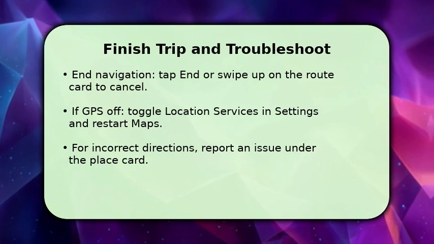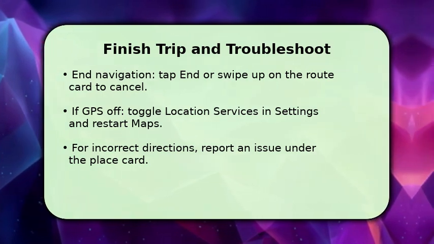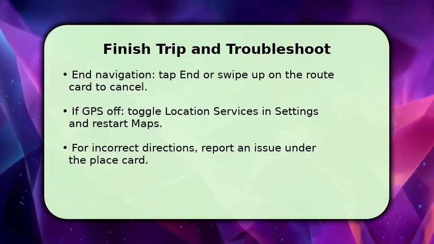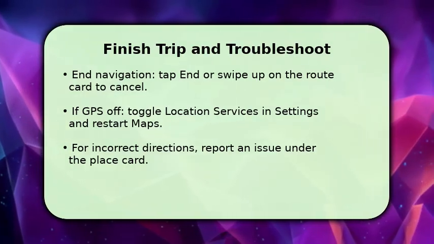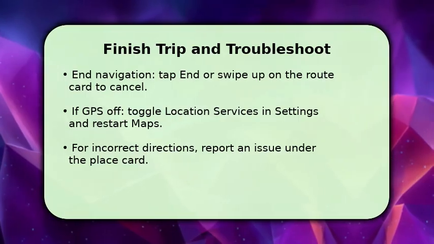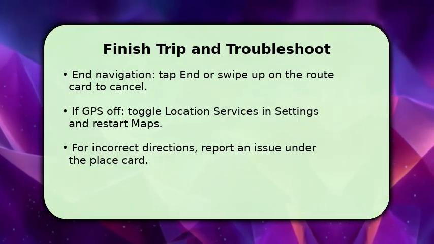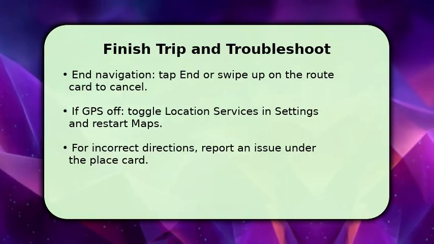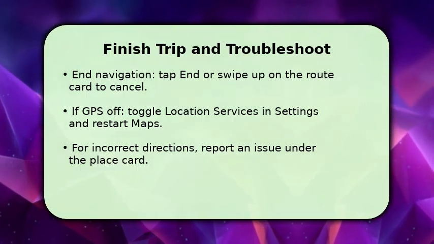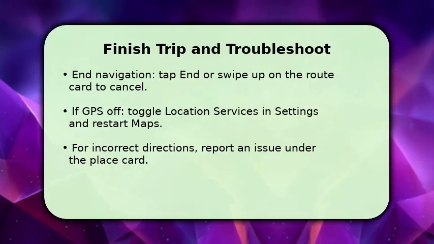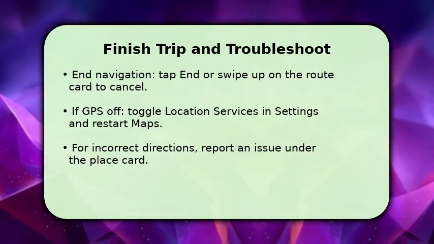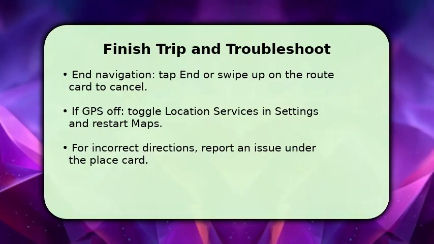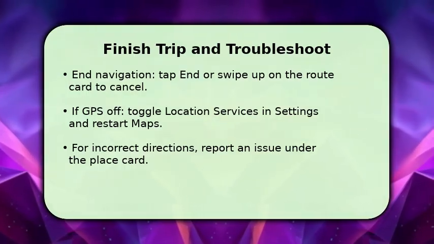This clears active guidance. If the map seems inaccurate, make sure location services are on in settings, toggle them off and on, and restart the app to recalibrate GPS. For wrong addresses or missing businesses, open the place card, scroll to report an issue, and submit corrections so the map improves. If turn-by-turn is silent, check volume and Siri/navigation voice settings in settings.